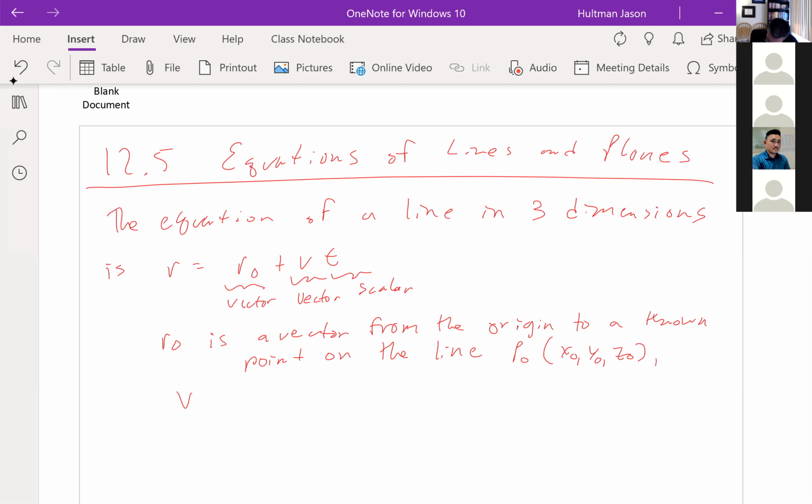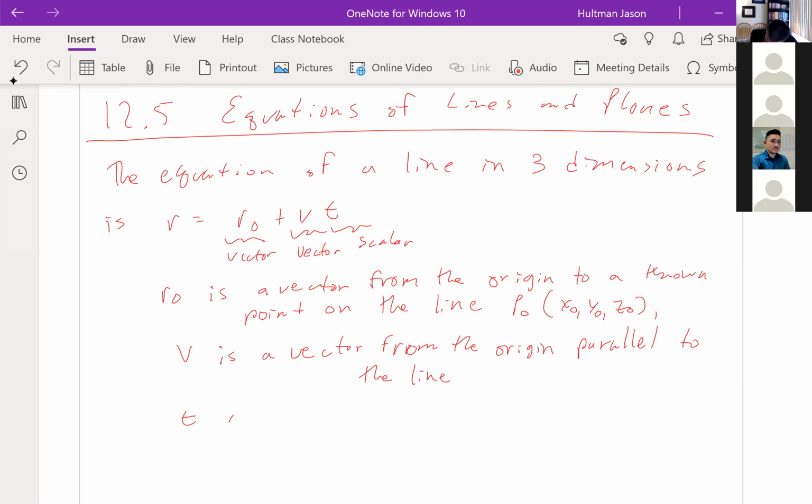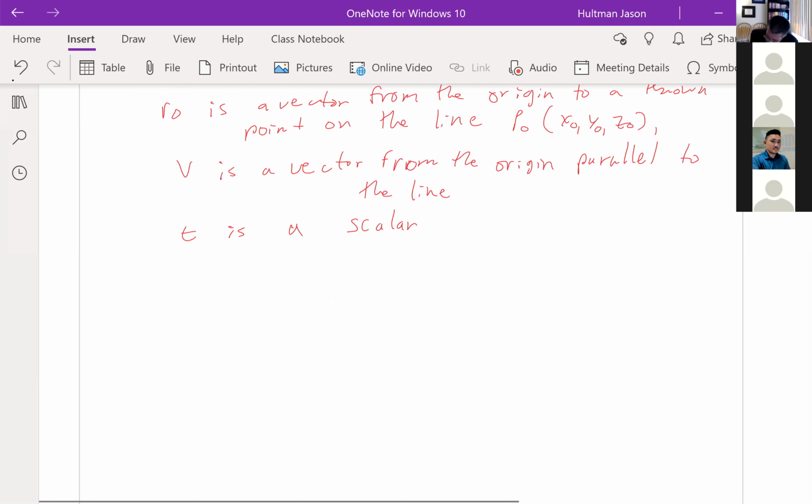Okay. V is a vector from the origin parallel to the line, okay, and T is a scalar, or a multiplier. Okay, so let's set this up.